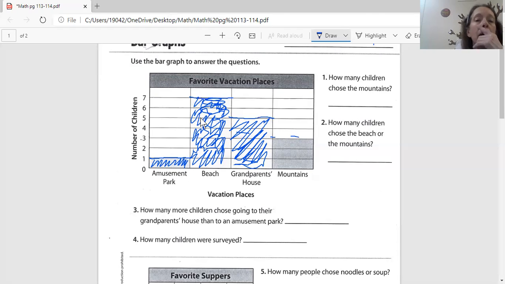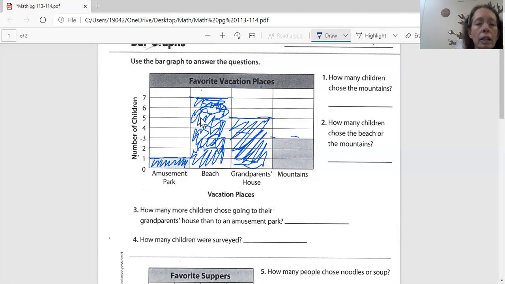You can see by reading this, it says favorite vacation places. So would this bar graph be about Uncle Bob's pets? No, because that's not the title. The title is favorite vacation places. And then there are also some labels on this side and on the bottom that tell you what information you will find on that part of the graph.